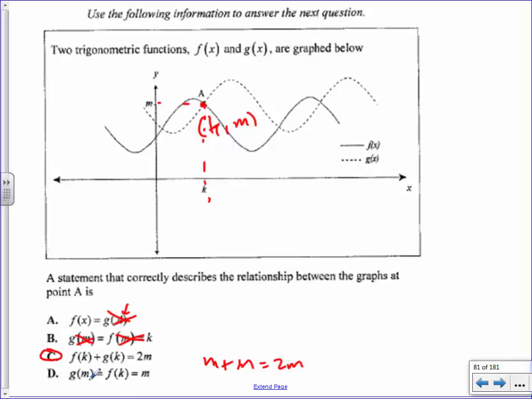Last one here, G bracket M. Well, we just had that problem a second ago. You can't actually do G bracket M because that implies that you want to find the Y value when given an X value, but M is the Y value. You're not supposed to be plugging in a Y value into this notation. So that also doesn't really make sense. This one's kind of tricky because you really have to understand your notation and how that's supposed to work. Any questions on that one?